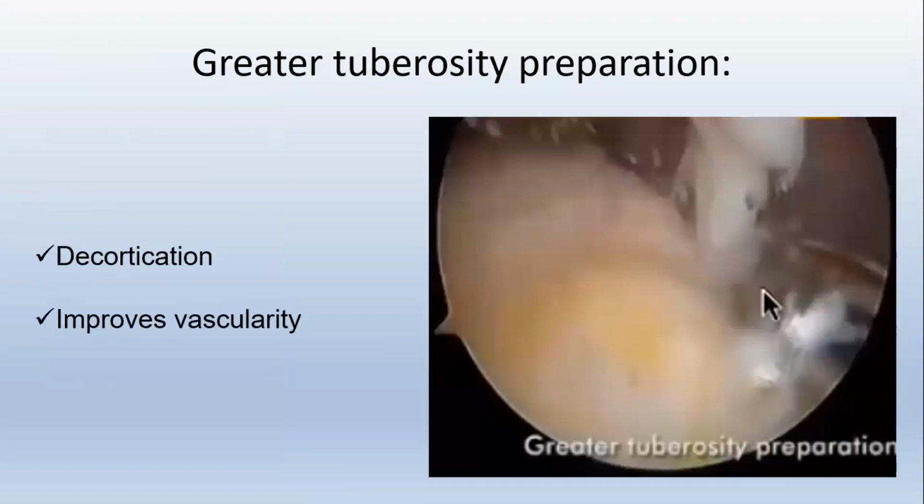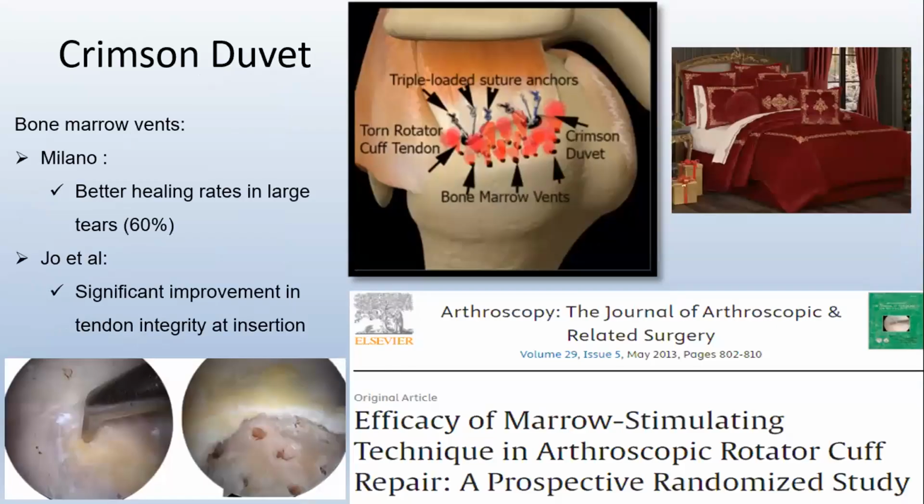The next step will be the greater tuberosity preparation by decortication. It improves the vascularity. There comes a term called crimson duet. It is a reddish bed type of configuration where we have to make bony vents in the footprint. The depth should be less than 5 millimeter, and it should be spaced between 3 to 5 millimeter. So it was found that it increases the healing rates in large tears, and also it significantly improves the tendon integrity at insertion.